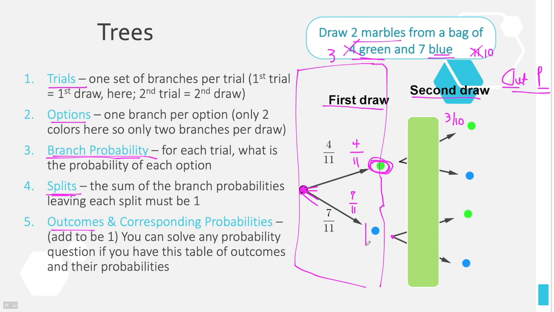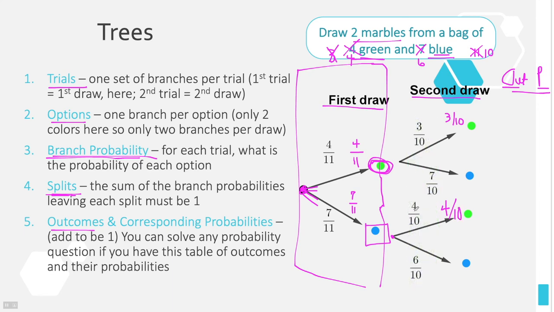Now, what about down here? Because we've got to do down here too. Down here, we haven't drawn a green marble. We've drawn a blue marble on our first one. So we still have 4 green, but we have 6 blue. We still have 10, by the way. 4 plus 6 is still 10. So now this is going to be 4 out of 10, and our blue would be 6 out of 10. And boom, 4 out of 10, 6 out of 10, 3 out of 10, 7 out of 10. So that's the way we label our tree.